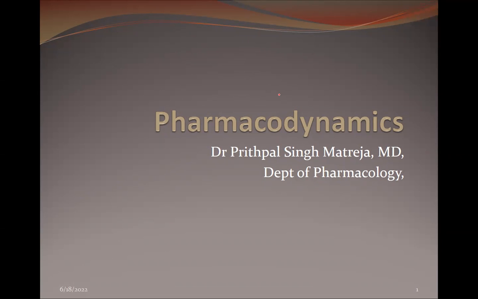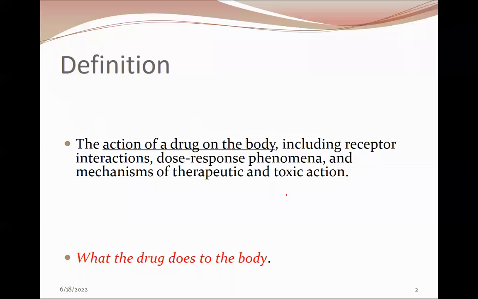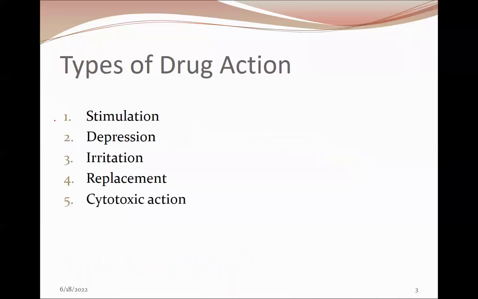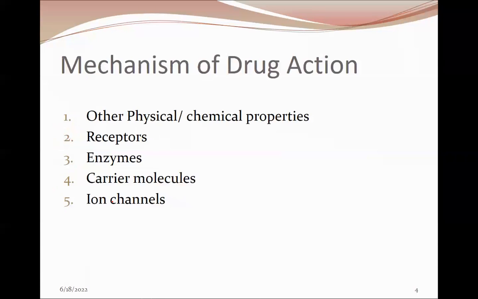So we started with the definition of pharmacodynamics, which says what the drug does to the body, or it is the action of the drug on the body, which includes receptor interaction, the dose response phenomena, and the mechanism of therapeutic action and toxic action. Then there are 5 types of mechanisms that we talked about: stimulation, depression, irritation, replacement, and cytotoxic action. And all these are possible with the help of physical and chemical properties, receptors, enzymes, carrier molecules, and ion channels.